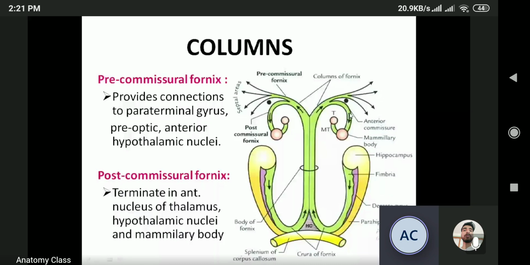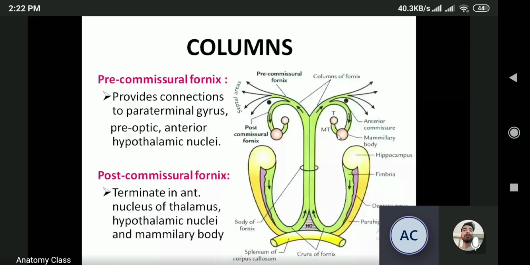So the pre-commissural fornix provides connection to the paraterminal gyrus, preoptic nuclei of the hypothalamus, and anterior nuclei of the hypothalamus, while post-commissural fibers provide connection to the nucleus of the thalamus, hypothalamic nuclei, and mammillary body. See here, this is the mammillary body connected by the post-commissural fiber. And we should be clear about the dorsal fornix and ventral fornix.